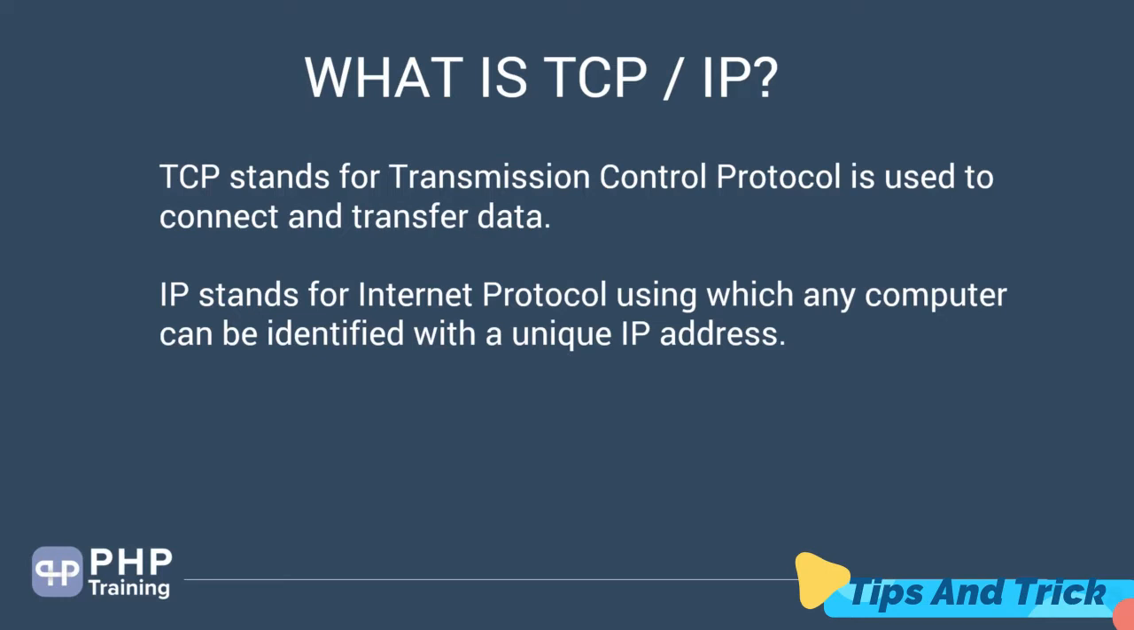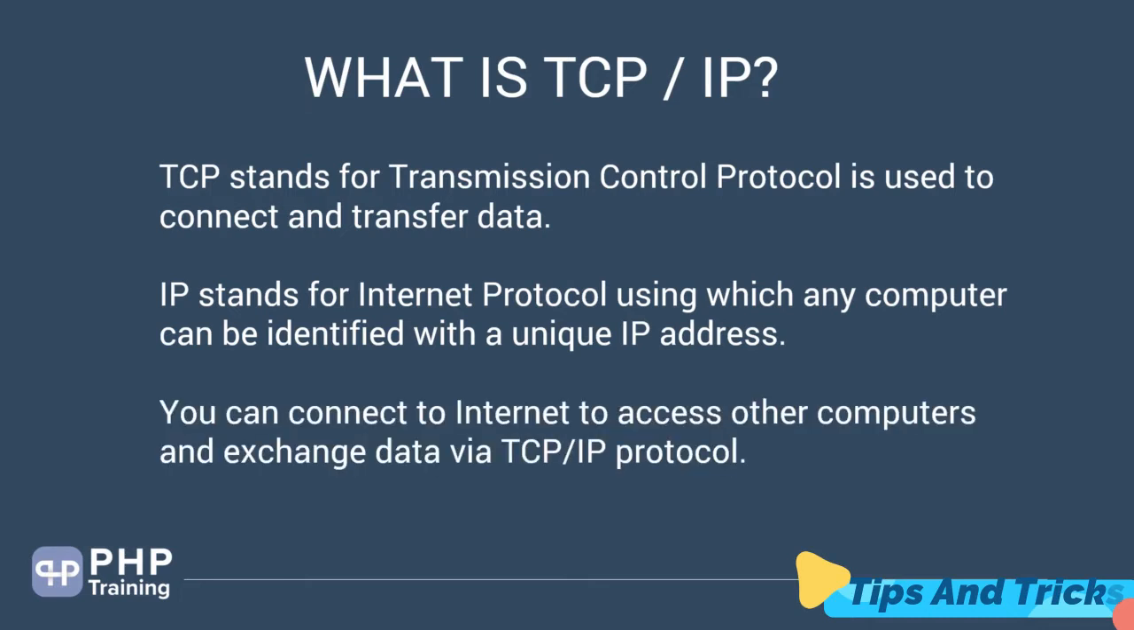We have seen yahoo.com and google.com. By just doing a simple ping or using a command called ipconfig, you can find your own computer's IP address. When you connect your PC to the internet, you will definitely have a unique IP address, and that is nothing but the Internet Protocol. Now you can connect to the internet to access other computers and exchange data via the TCP/IP protocol. So how you can access Google or Yahoo, all these computers that Google or Yahoo host, can be reached via the IP address.